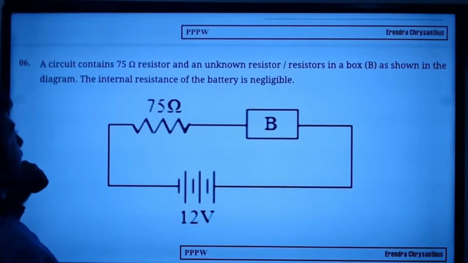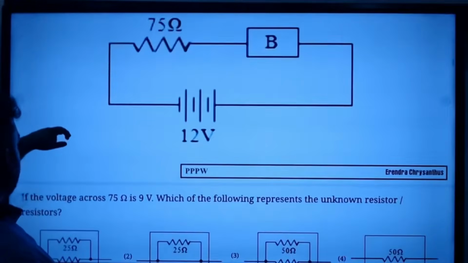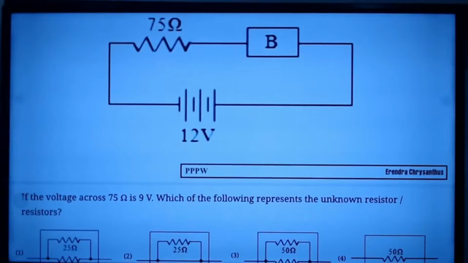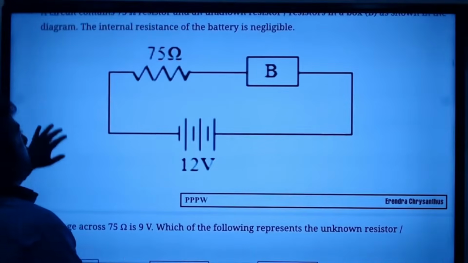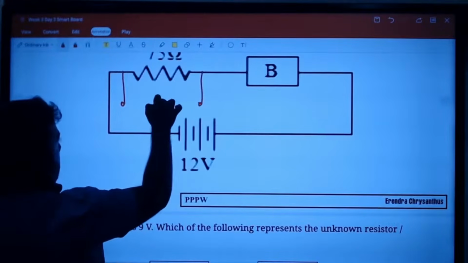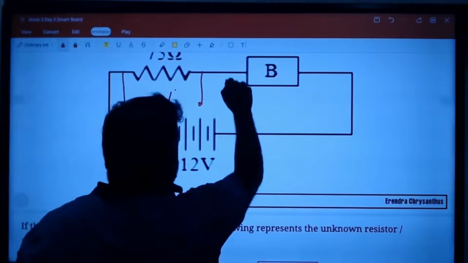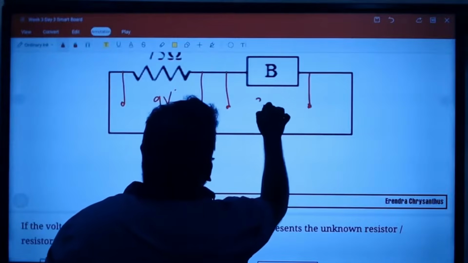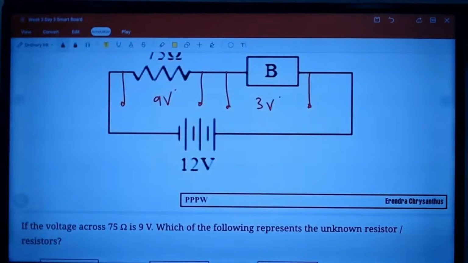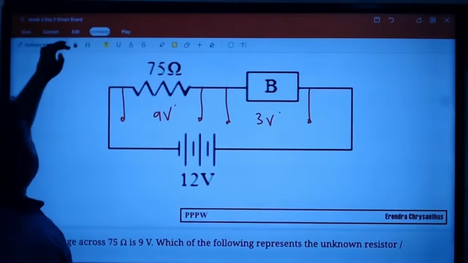The circuit contains a 75 ohm unknown resistor as shown in the figure. Internal resistance in the battery is negligible. What are they asking? If the voltage across 75 is 9 volt, which of the following best represents the unknown resistor? So 12 volt here, 9 volt there means across this it's going to be 3 volt. If you are a bit smart, you can quickly find the current in the circuit.